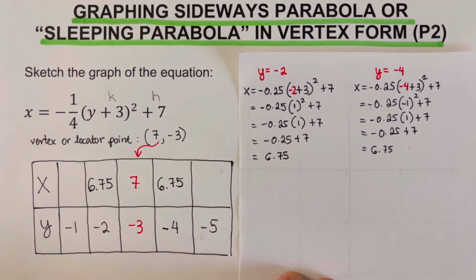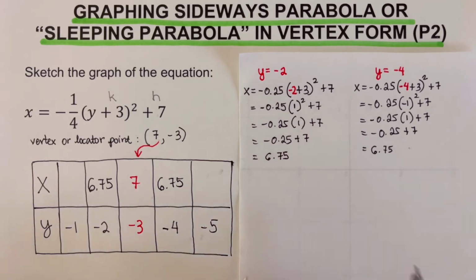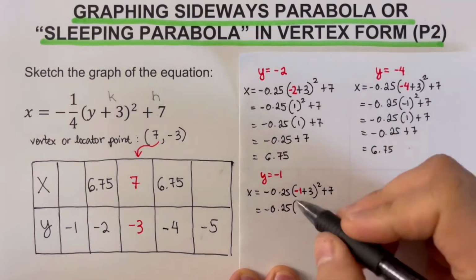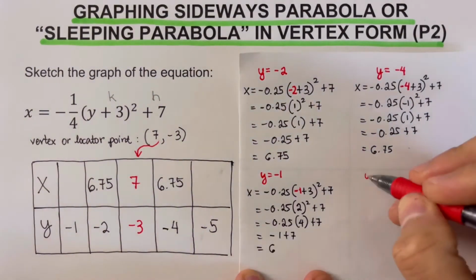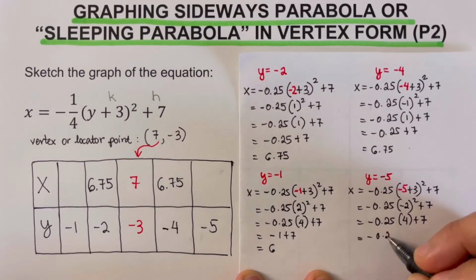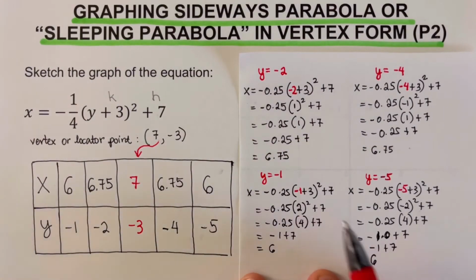And so I'm going to show the work for y is equal to -1 and y equals -5 down here. So this is how it's going to look like. Okay, so what I did here was we have a -1 plus 3 is a +2. When we square it, it's 4. And so we did the math and it's 6.